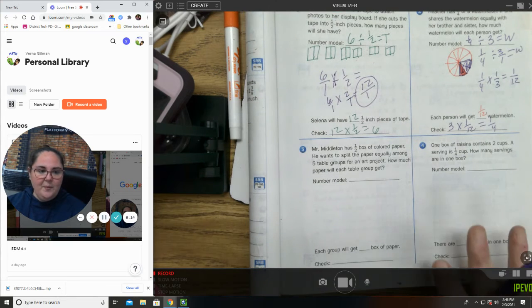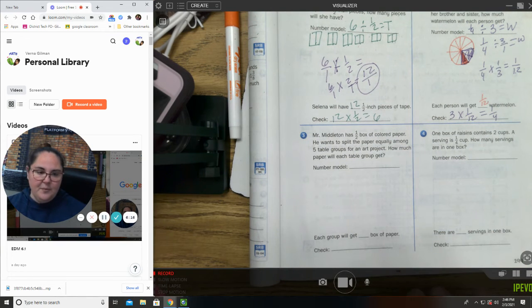All right, number 3. Mr. Middleton has a half box of colored paper. He wants to split the paper equally among 5 table groups for an art project. How much paper will each table group get? What am I dividing? Am I dividing the paper or the groups? I'm dividing the paper. I want you to try to make a number model on your own. Pause the video, write your number model, and then continue.